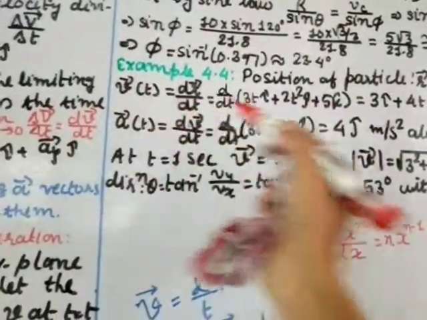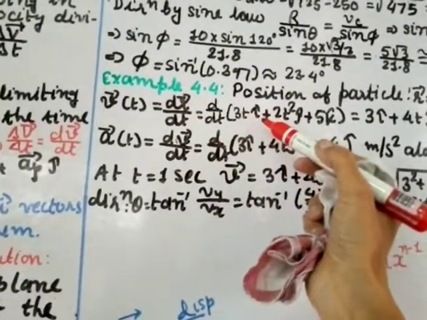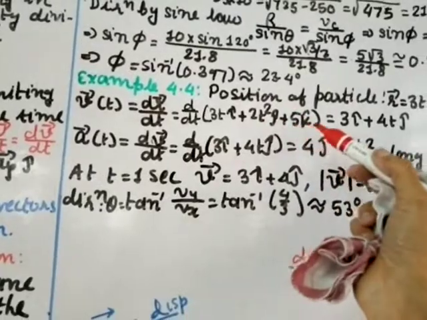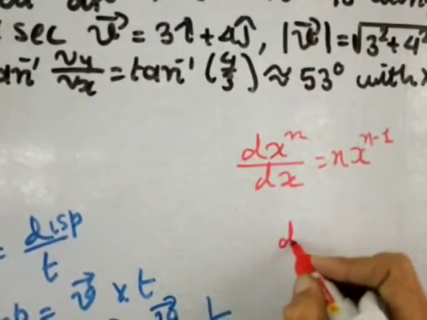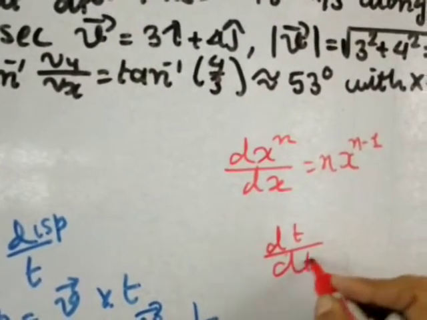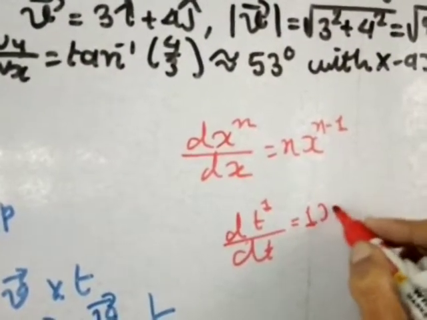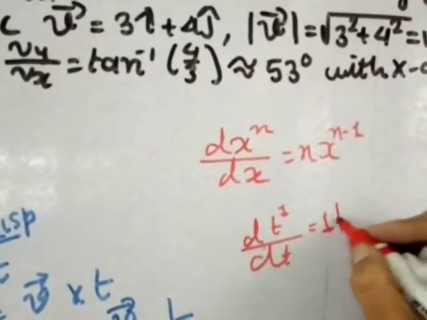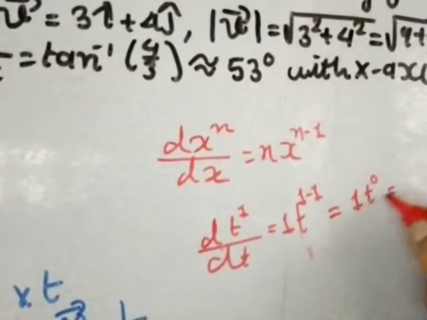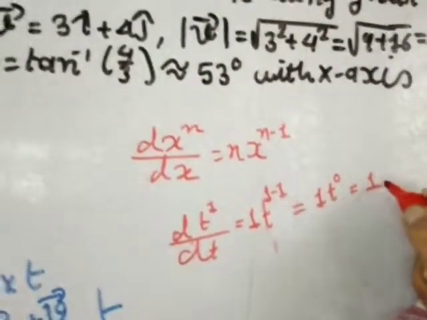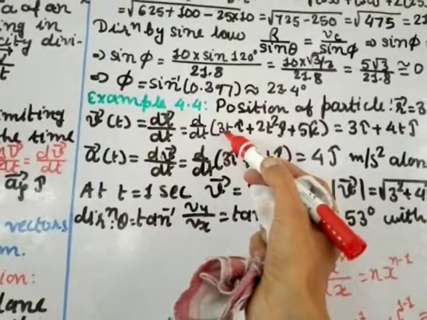So first, when you find v, you have to differentiate this one time. dr/dt = d/dt of (3t i cap + 2t² j cap + 5k cap). The 3 stays as it is, and we differentiate t with respect to t. The power of t is 1, so n is 1, and we get t to the power 1 minus 1, that is t to the power 0. Anything to the power 0 is 1. So the derivative of 3t i cap is 3 i.